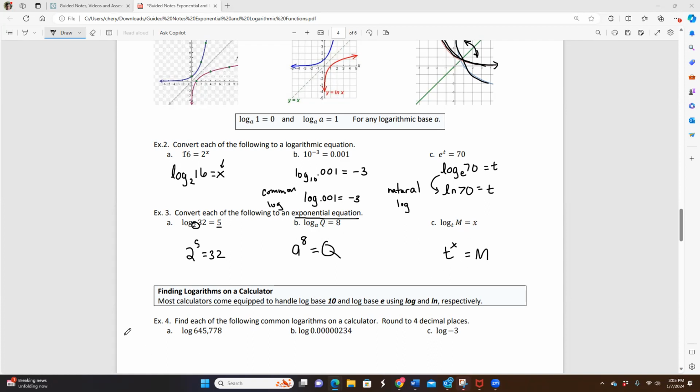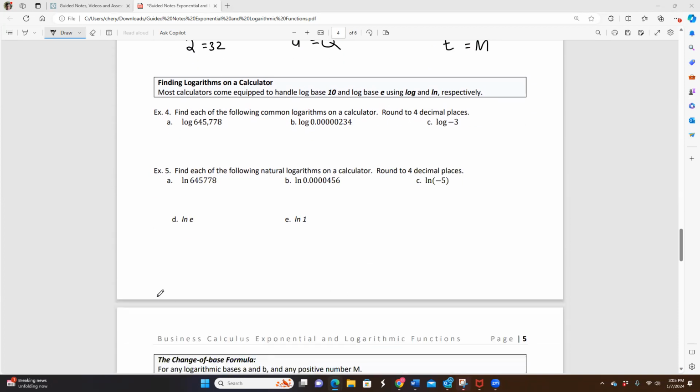Let's find logarithms on the calculator. Most calculators come equipped to handle log base 10, which they just write as log, or log base e, which they just write as ln, respectively. So find each of these values on your calculator, and let's check them. We want to round to 4 decimal places here.